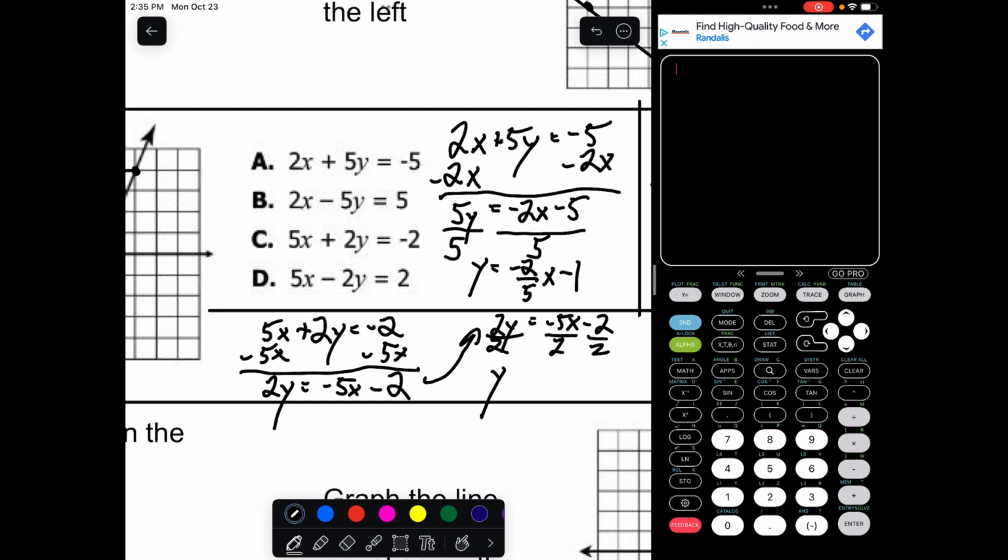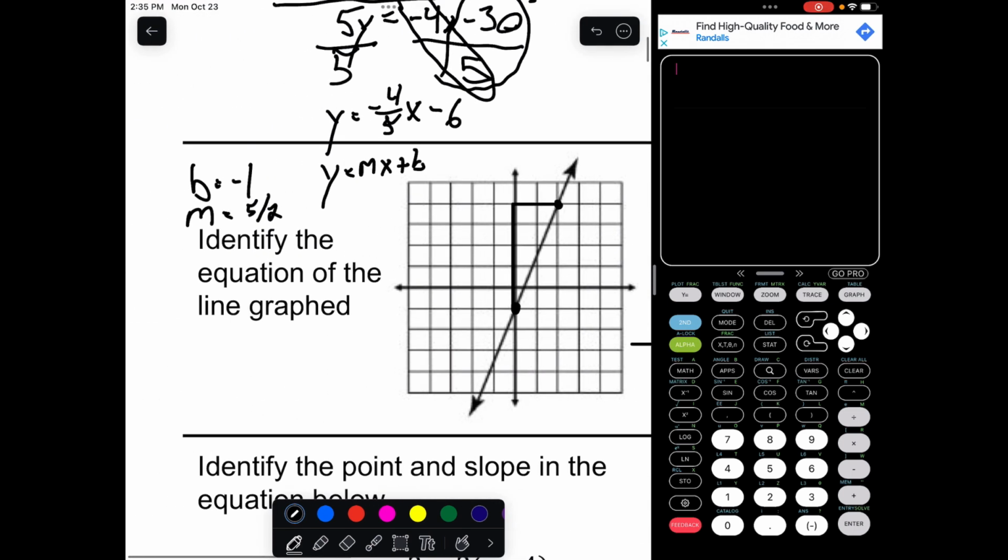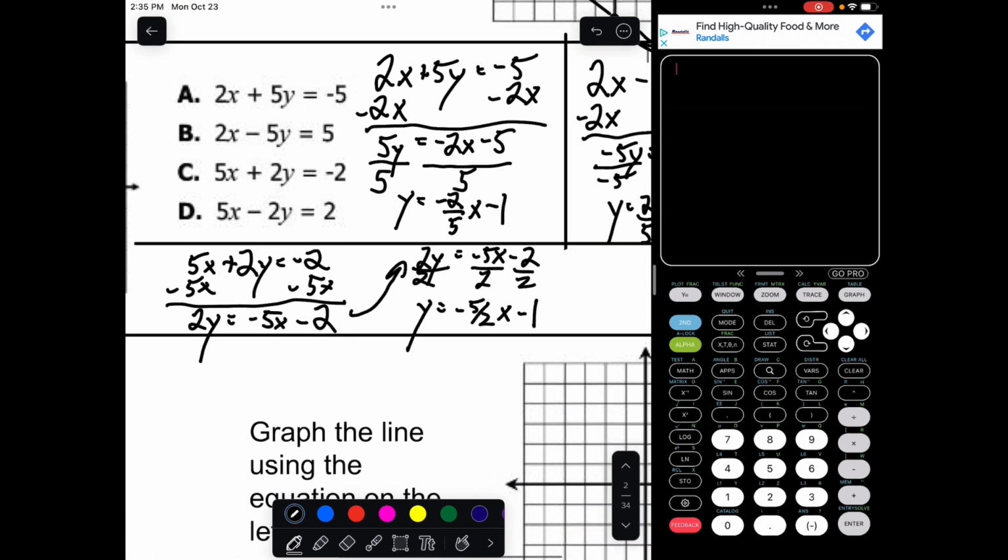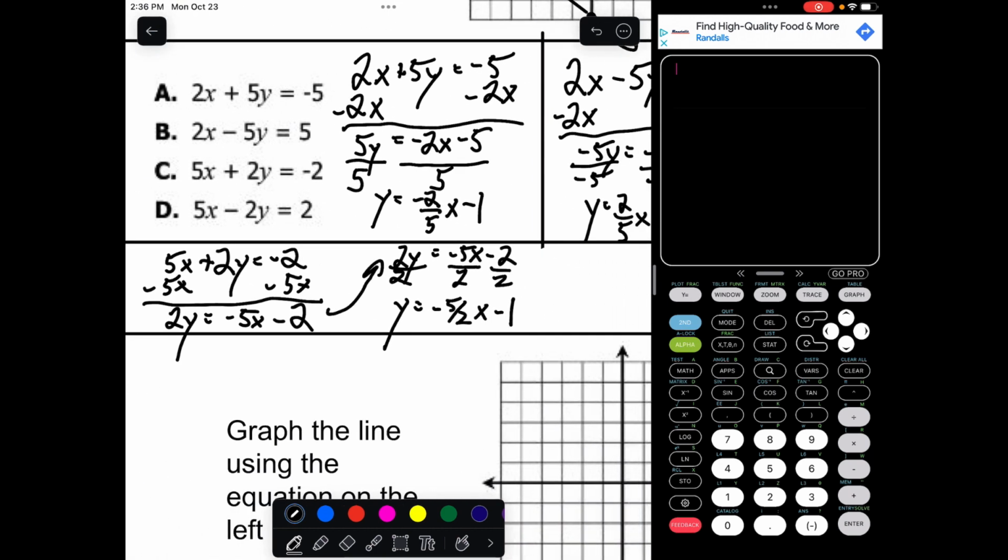And I get y equals negative 5 over 2x. I have a negative divided by a positive, so my answer is negative. And then here I have a negative divided by a positive again, so my answer is a negative 1. Negative 5 over 2 is my slope. Is that what I want? No, I want positive 5 over 2. So that means my answer choice has to be choice D. It was not A, it was not B, it was not C. It has to be choice D.